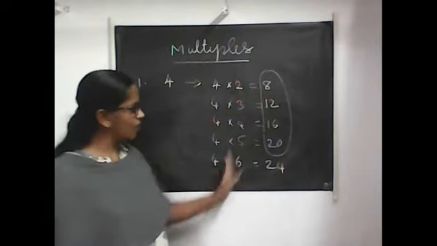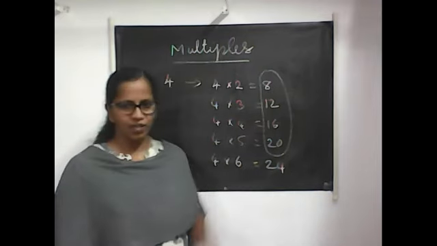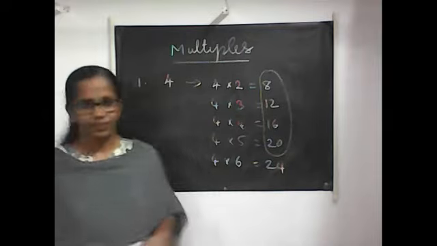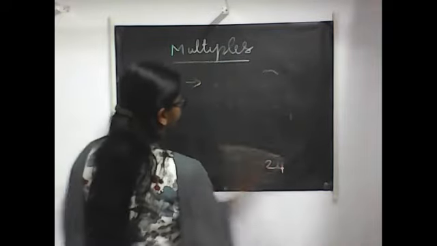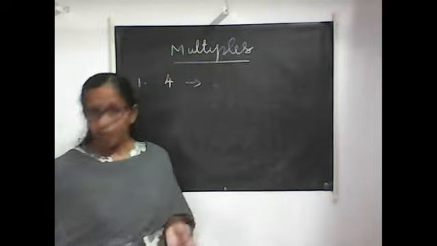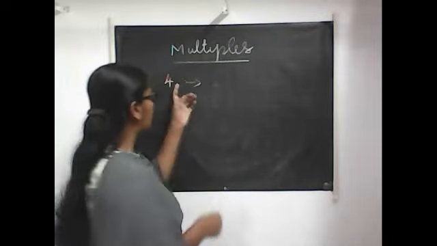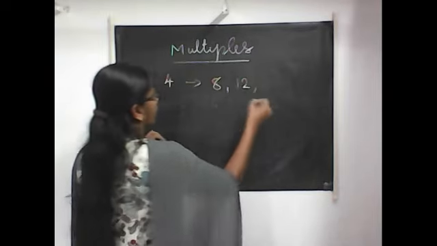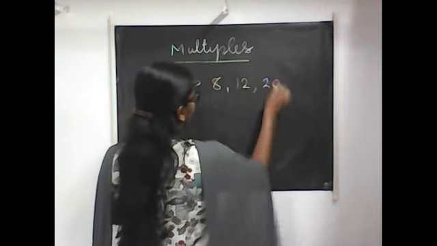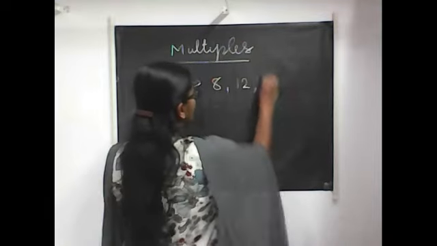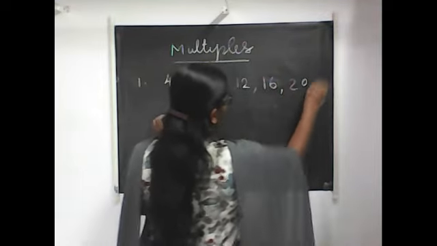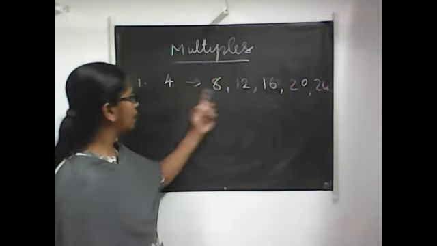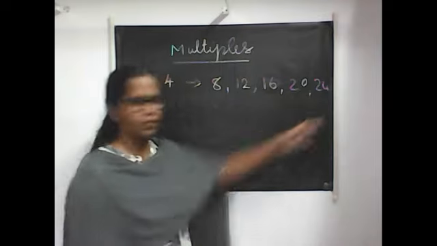Okay, so these calculations or multiplication should be written in the margin. The answer should be written on the answer side. Without multiplying, we can find the multiples of 4: 8, 12, 16, 20, 24 and it goes on. So the multiples of 4 are 8, 12, 16, 20, 24.